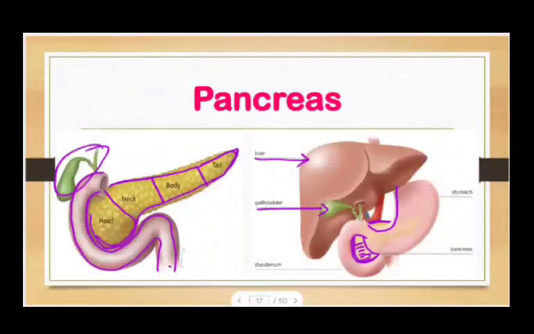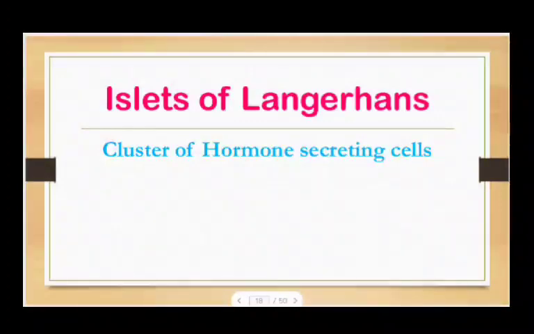Okay, but the pancreas releases pancreatic juice for the breakdown of these macronutrients. However, the pancreas also has an endocrine gland, or endocrine system, in it. It also has a cluster of hormone secreting cells. This cluster of hormone secreting cells has been given a special name, the islets of Langerhans. They are nothing but a cluster of hormone secreting cells, children.